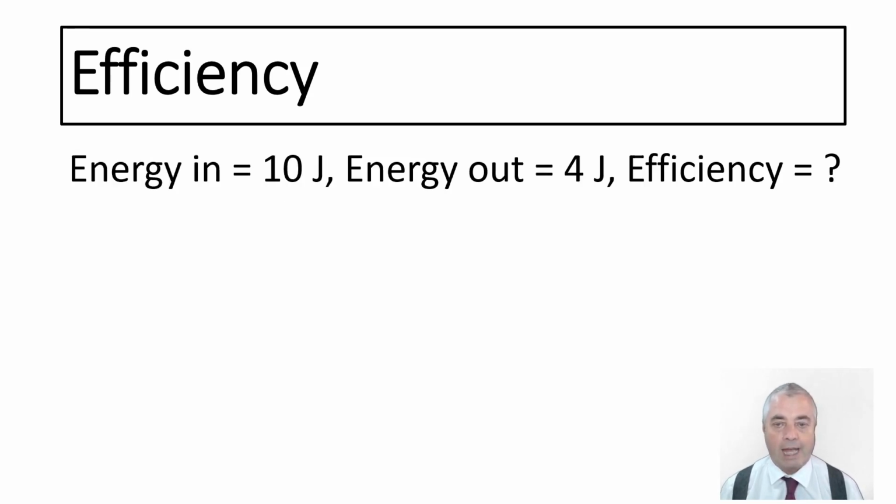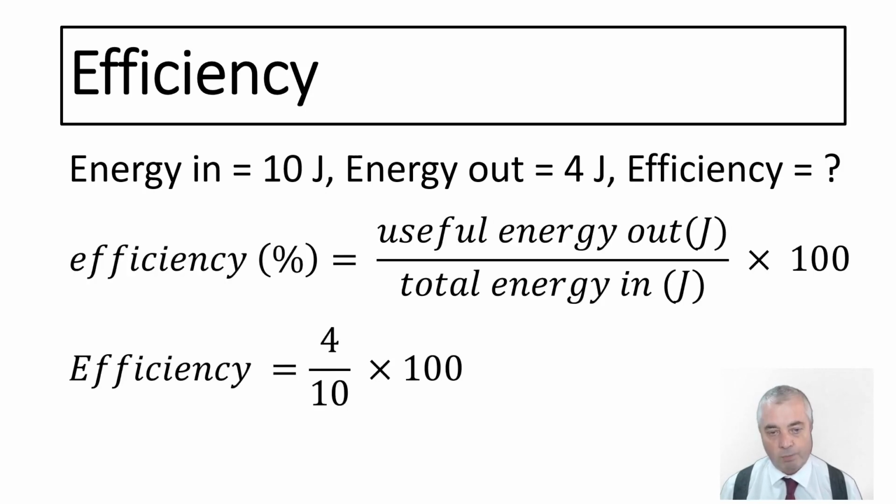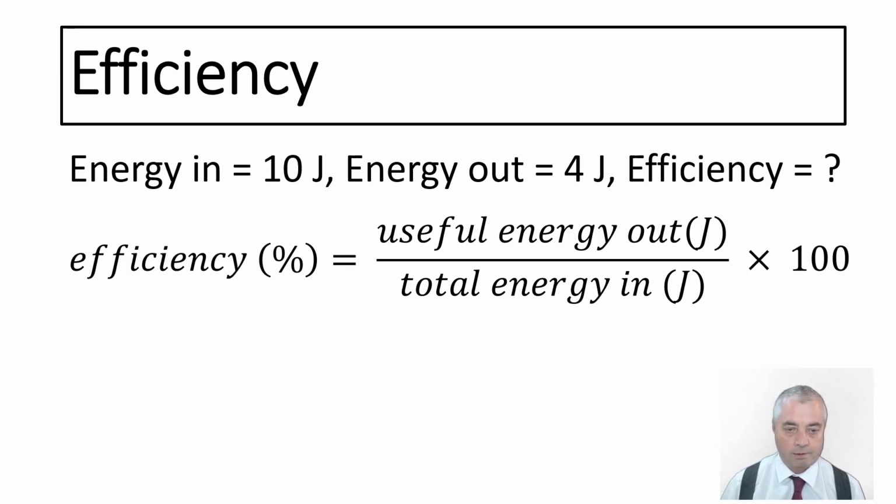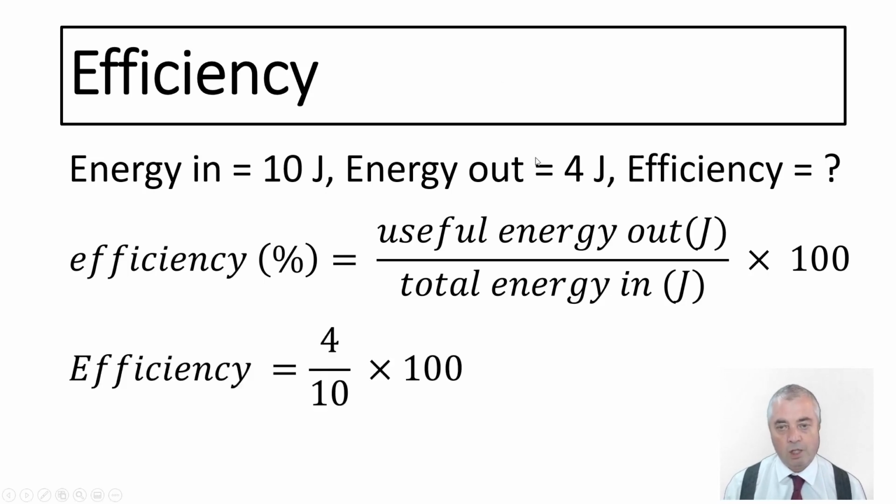We're told energy in is 10, energy out is 4 and the efficiency is what we need to find. Do we know an equation with energy in, energy out and efficiency? Yes, we do. There it is. Efficiency is the useful energy out divided by the total energy in times 100. Let's put the numbers in. Useful energy out is 4. Total energy is 10. 4 divided by 10 times 100 gives us 40%.